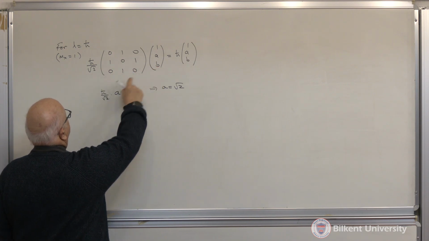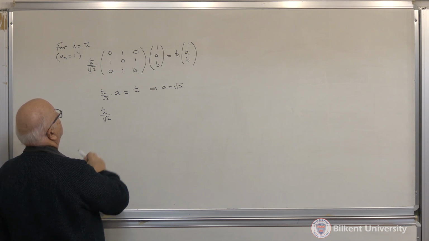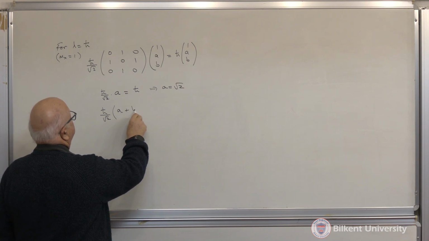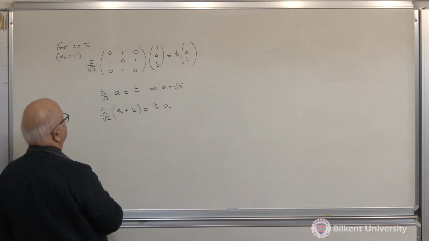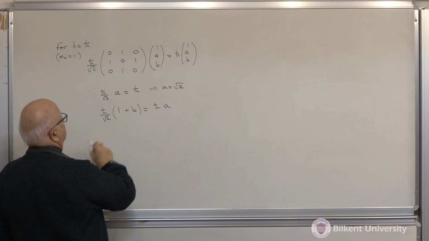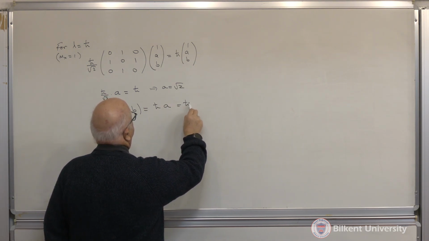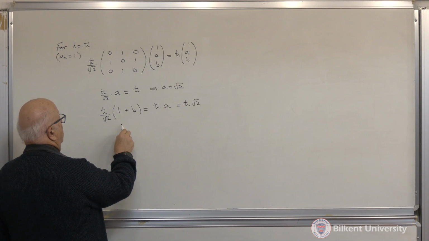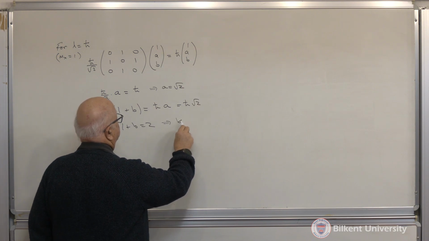The second line gives h bar over root 2, okay? And then I have A plus B is equal to h bar times A, right? So, no, this is 1 plus B. 1 plus B is equal to h bar times A. So h bar times A is h bar times square root of 2. If I cancel the h bars and multiply by root 2, 1 plus B is equal to 2. So B is equal to 1.